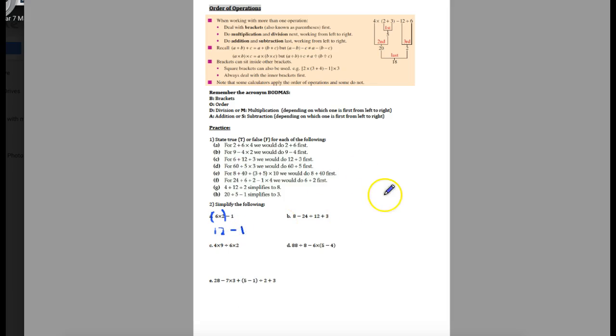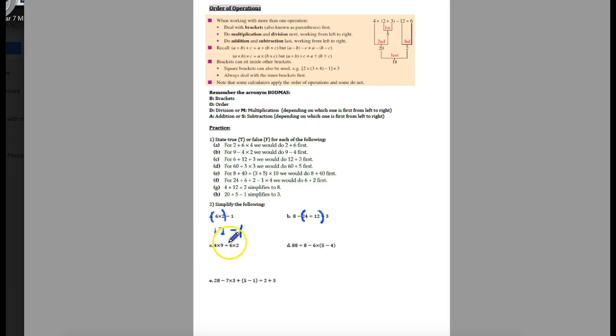Okay, for the next one, I can see a division. I do not know how that happened. Get rid of that. So 24 divided by 12, I would do that first, and then I would do the 8 minus. So 24 divided by 12 is 2, so 8 minus 2, was it a plus? Plus 3.